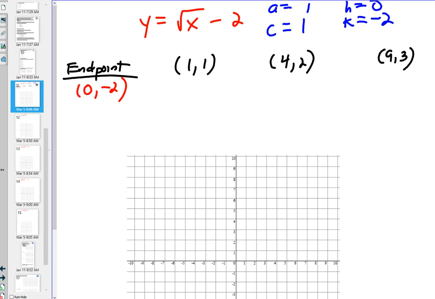What do all of those points have in common? Well, the x's are perfect squares, meaning if I take the square root of each of those x's, what do I get? The y that's right next to it. Now that I have these points, let's go ahead and apply our transformations. What am I supposed to do? What am I supposed to do with the x's?